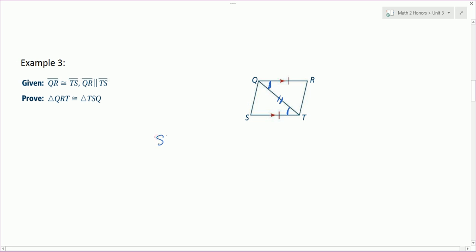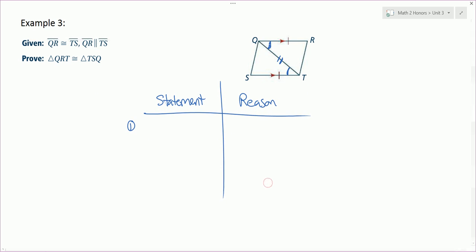We have our statement, reason. List the givens, not possible givens. So we know that QR is congruent to TS. The line segments are congruent. And we also know that QR is parallel, that's the symbol for parallel, to TS. Okay, and those were given.